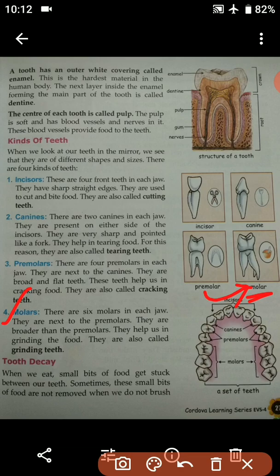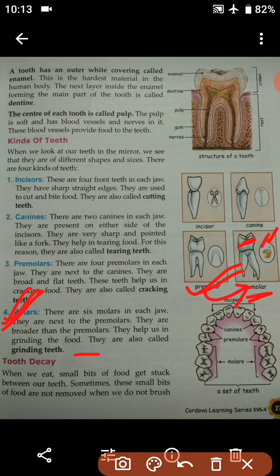Okay students, they are broader than the premolars. So here in the image you see they are broader than the premolars. By the image only you can understand it. They help us in grinding the food. So students, the molars help in grinding the food, so they are compared with a grinder. As the molars help in grinding the different food items, they are also called the grinding teeth.